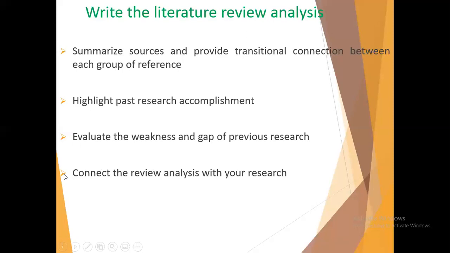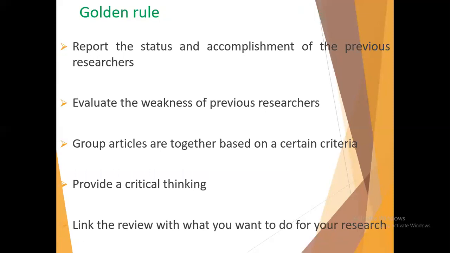Whenever you're going for a literature review analysis, these are the points you have to focus on. Now these are the golden rules from all the above discussion which we have discussed in the previous slide. From all this discussion, we got these 5 different points on how this literature survey helps to carry out the research work. The first thing is to report the status and accomplishment of the previous researchers.